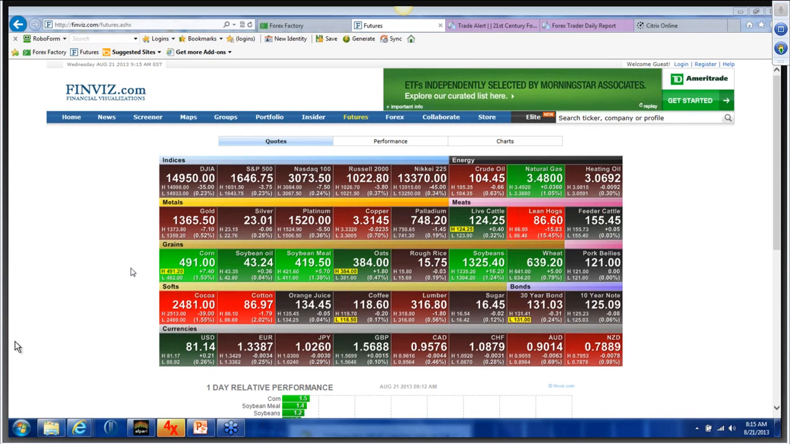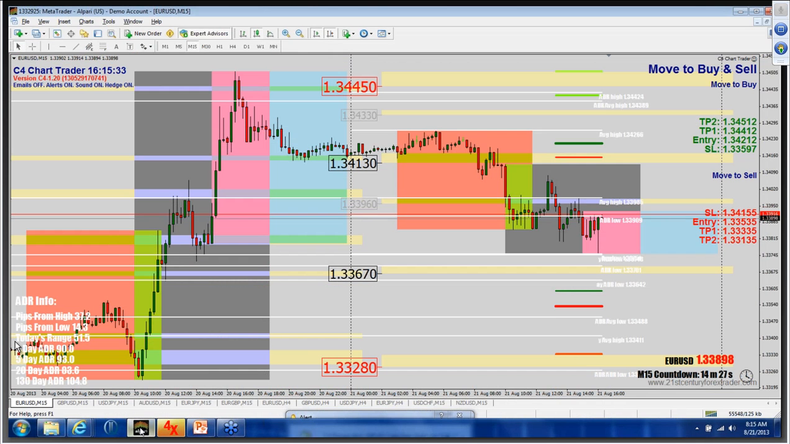So the next thing we're going to do is pop over to our charts and have a look at what we've just gathered here. As we can see, we haven't moved a whole lot. We've moved a few pips just in a little bit from where we were, but nothing to be too concerned about.